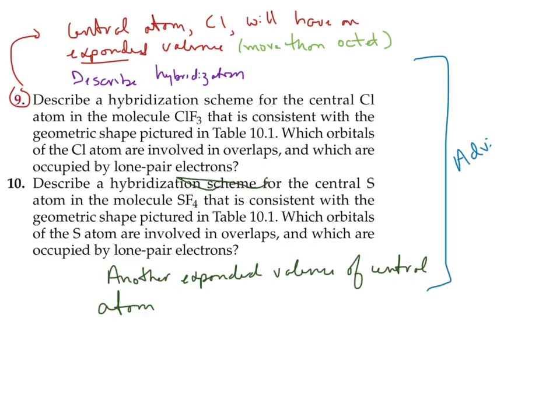So 10 is another expanded valence. My advice was to draw the Lewis structures like we did in lab, but just know that that middle atom's going to want more than 8. It's either 10 or 12. Okay? All right.